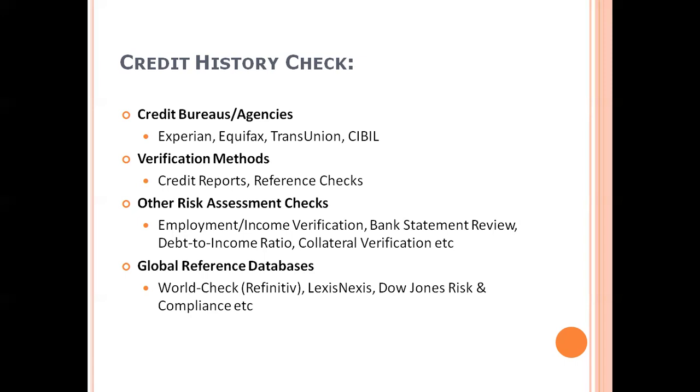service coverage ratio. It is basically whether the borrower is earning income in a sufficient way to pay the due amount of interest, as well as the principal amount. So these are the ratios, and on that basis, the borrower's eligibility or creditworthiness will be calculated. Now, the next one is the collateral verification.